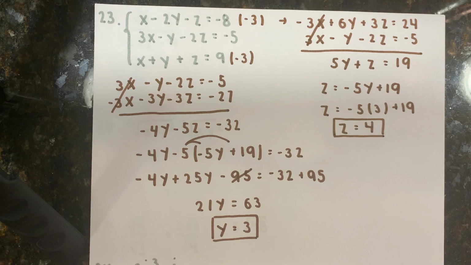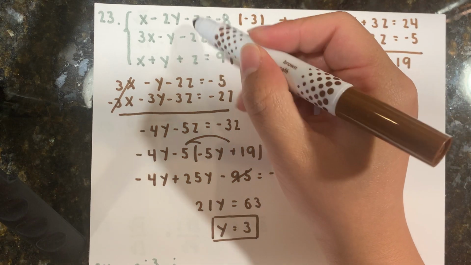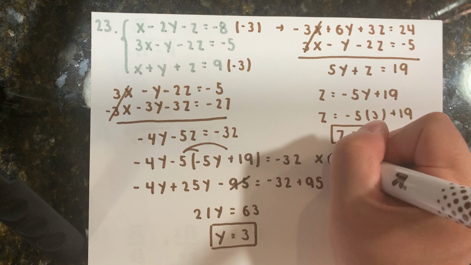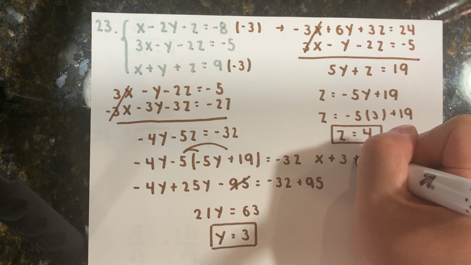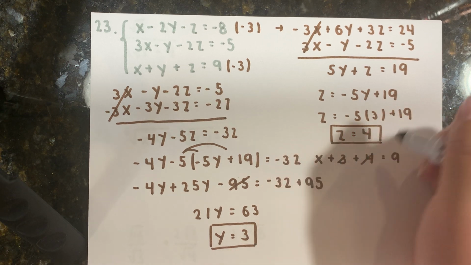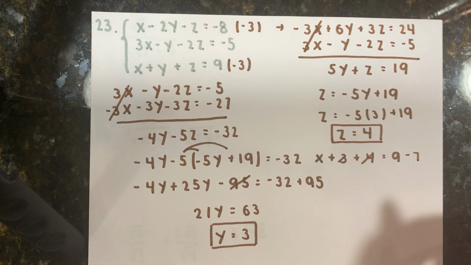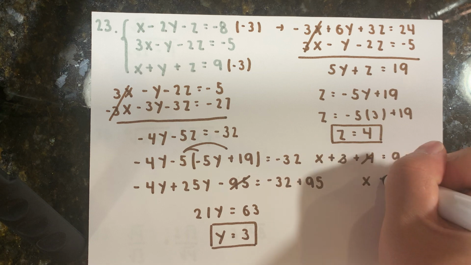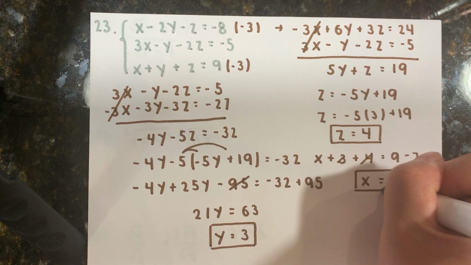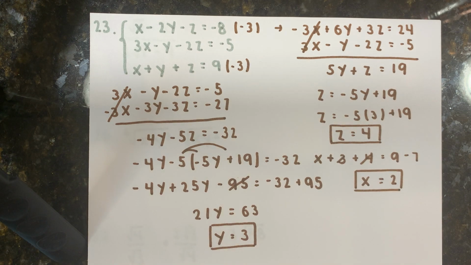Lastly, we're solving for x. You can use any of these equations to solve for x. I'm just going to choose the bottom one. So that would be x plus 3 plus 4 equals 9, meaning I'm going to subtract 3 and 4 from the right side. So x is going to be equal to 2. So 2, 3, 4 is our answer for 23.